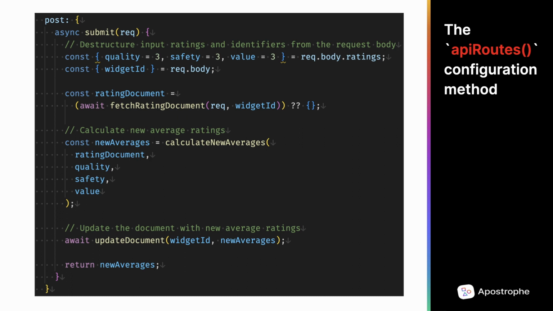The values the user selected, along with the values from the rating document object, are next used to calculate what the new average should be with the calculate new averages helper method. After updating the document using the update document helper method, the new averages are passed back as a response to the fetch request made by the player script.